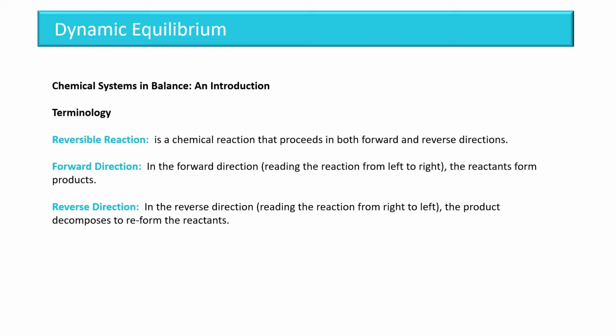A reversible reaction is a chemical reaction that proceeds in both forward and reverse directions. In the forward direction, reading the reaction from left to right, the reactants form products. In the reverse direction, reading the reaction from right to left, the product decomposes to reform the reactants.